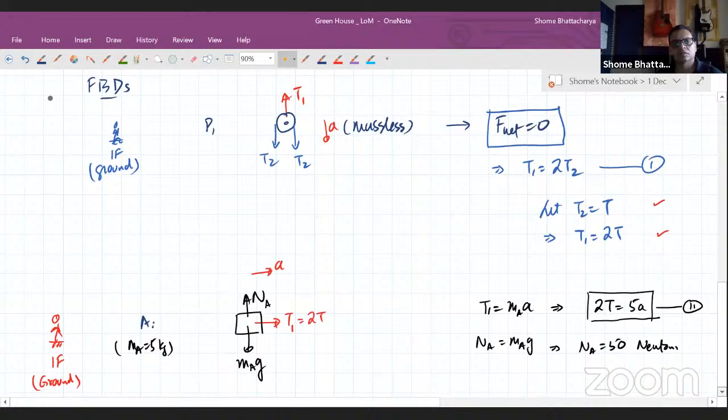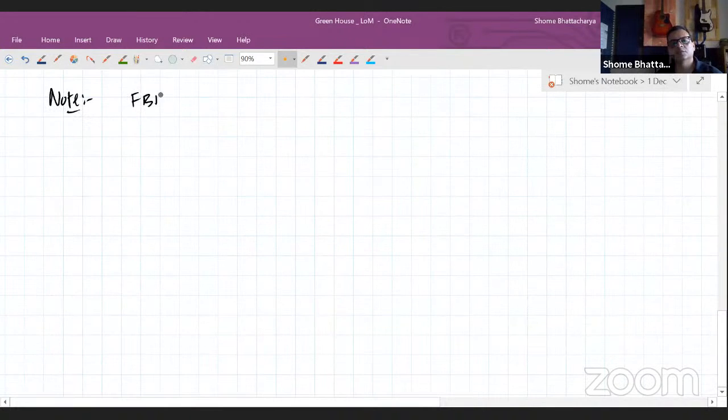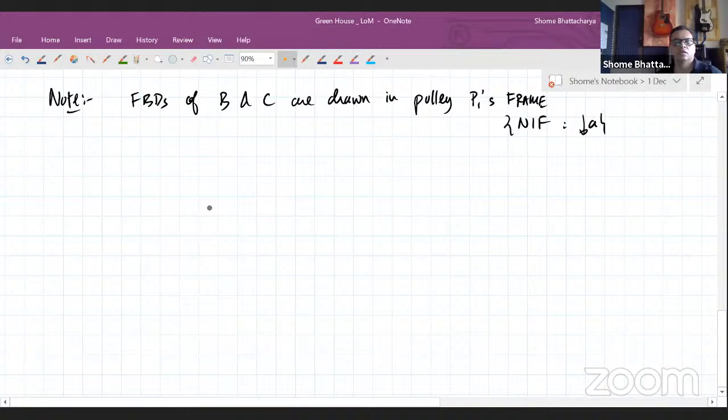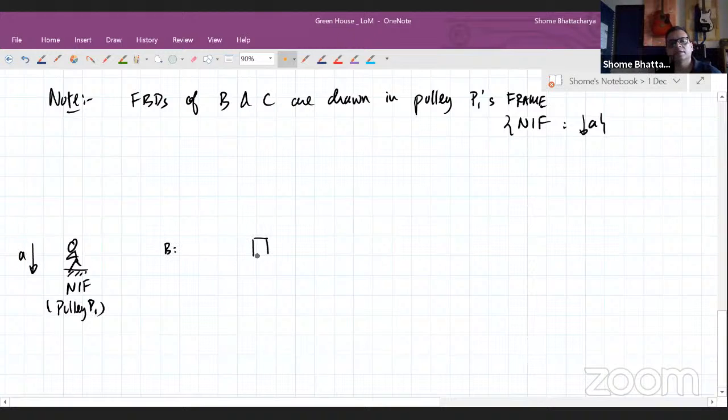So next thing we'll see is the free body diagrams of B and C are drawn in the pulley P1's frame. And that is what kind of a frame? That is a non-inertial frame which has a downward acceleration of A. Okay, so that is the first thing over here. So that our non-inertial frame of pulley P1 has this downward acceleration of A. So for example, when we make the block B's free body diagram, this block in this frame is coming down with an acceleration of A prime. Okay. A prime is the downward acceleration of the block B with respect to pulley P1.